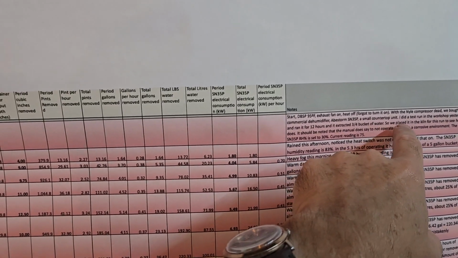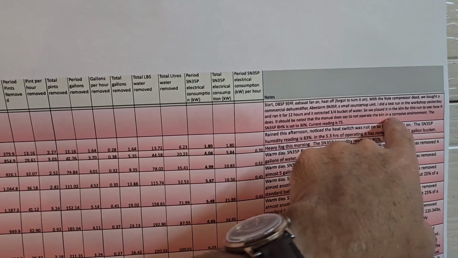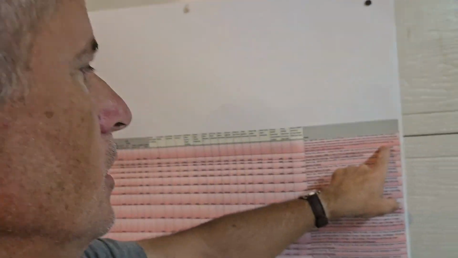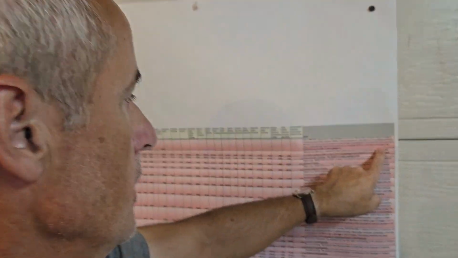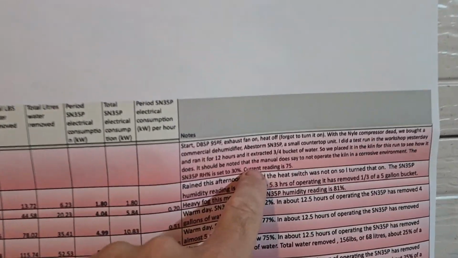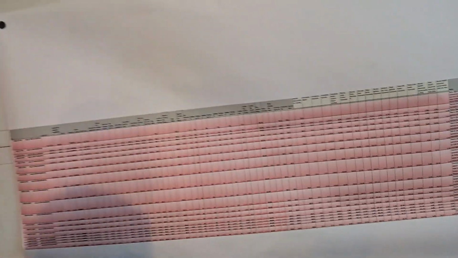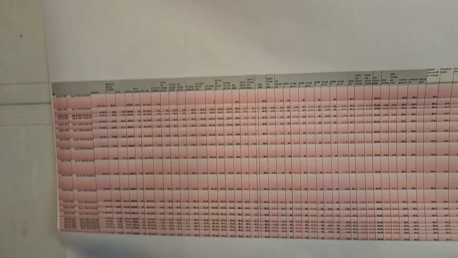So we placed it in the kiln for this run to see how well it does. It should be noted that the manual says not to operate this kiln in a corrosive environment, which kilns can be. Our kiln doesn't seem to be that corrosive for some reason. But anyway, the relative humidity is set at 30% and the current reading is 75. All right, so that's the starting point for this test run of the commercial unit, the dehumidifier.